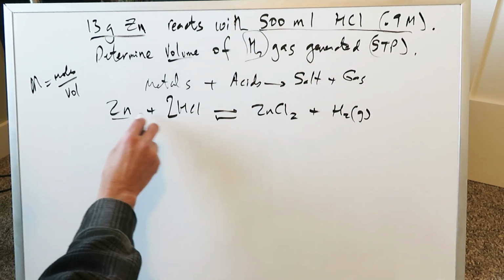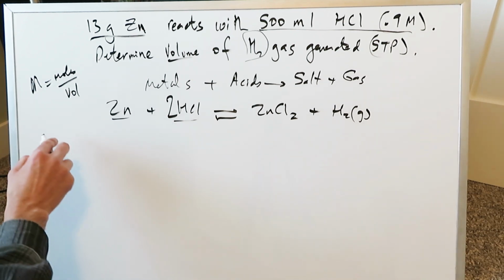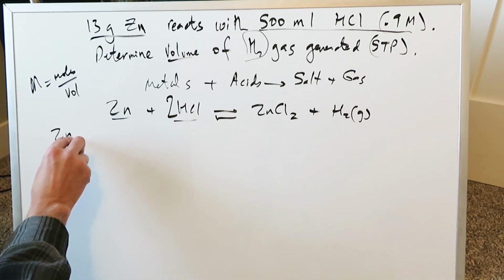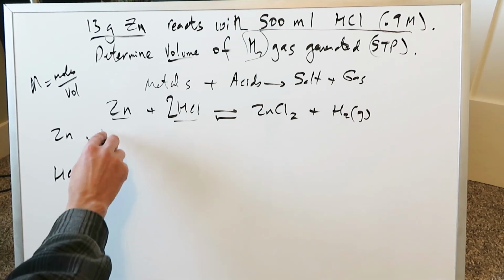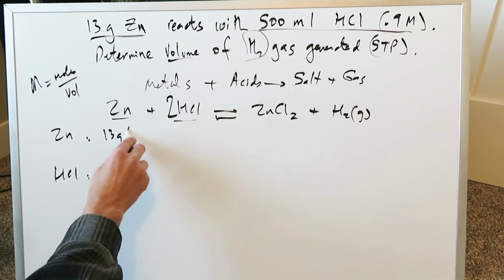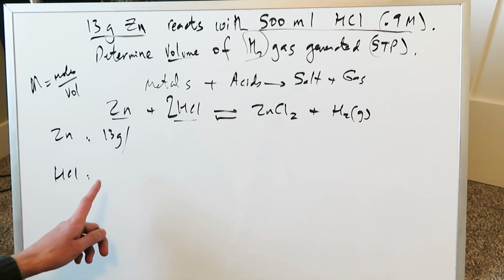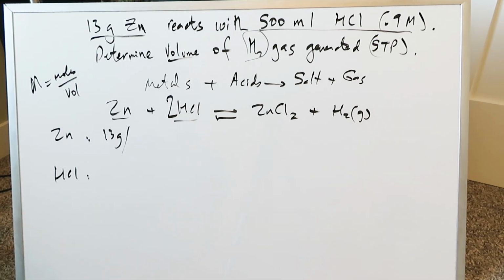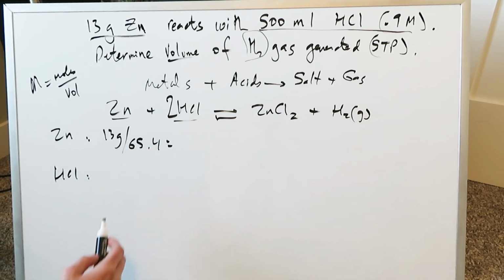You have two reactants, zinc and hydrochloric acid. Both of these are reacting and you have to determine this. Therefore, you're thinking about which one of these is your limiting reagent, and we have to determine that. Zinc, 13 grams. Mass divided by molecular weight is your moles, number of moles. Whichever one has a smaller number of moles is your limiting reagent. 65.4. For HCl, we have 500 ml of 0.9 molar.